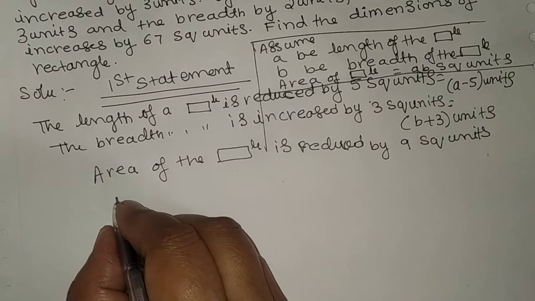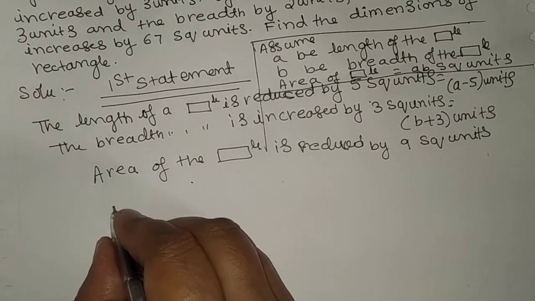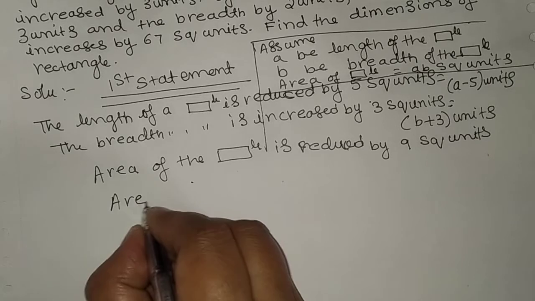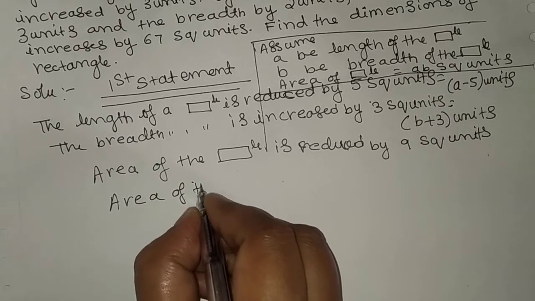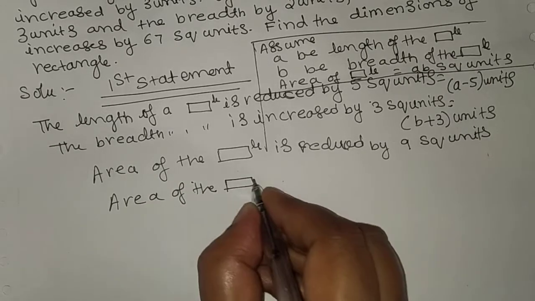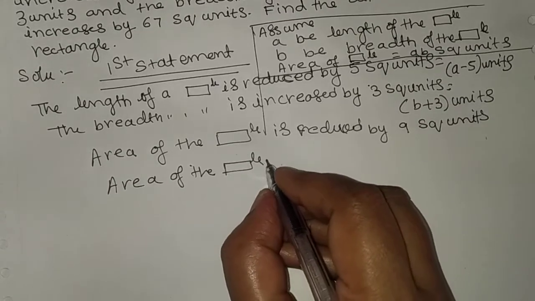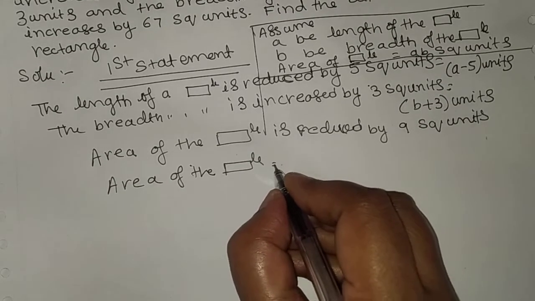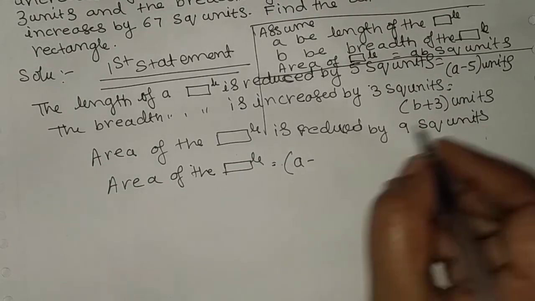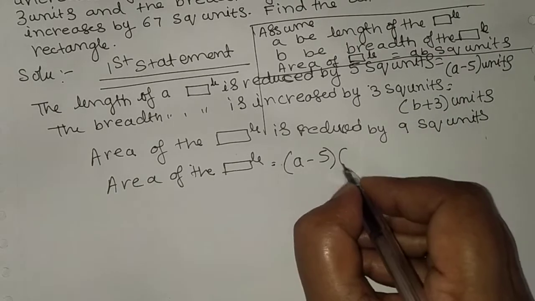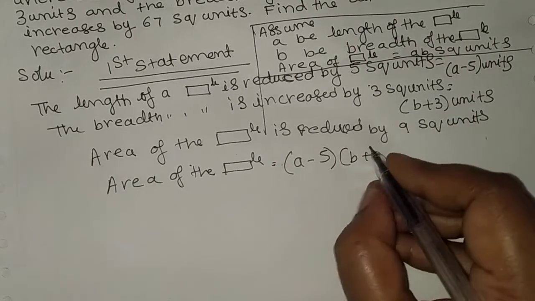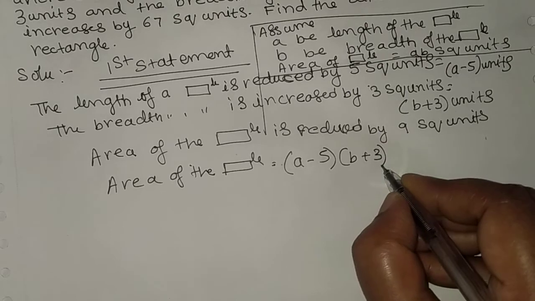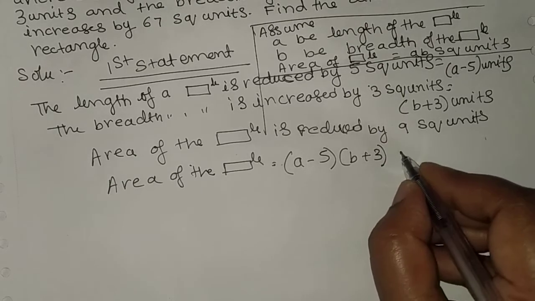Finally, we can write the area of the rectangle as: area of the rectangle is equal to (a minus 5) into (b plus 3) square units.